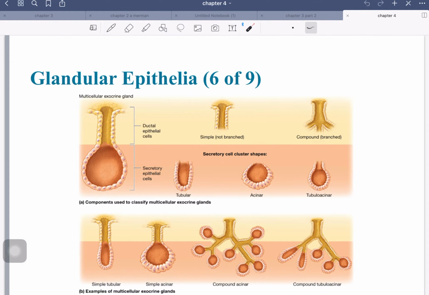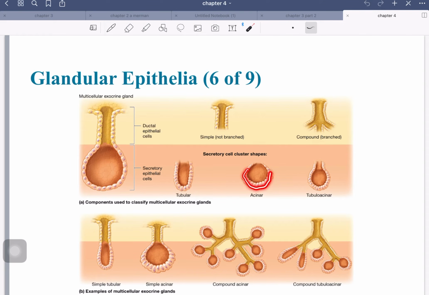That's one of the words I'm going to use to describe that gland. If it's branched, I'm going to call it compound. Now remember, the other thing that I look at when I come up with a name is how the secretory cells are arranged. So tubular means that they're basically in a tube shape.